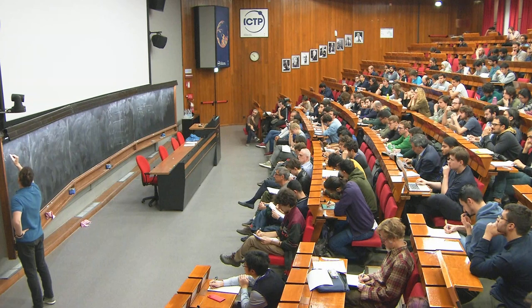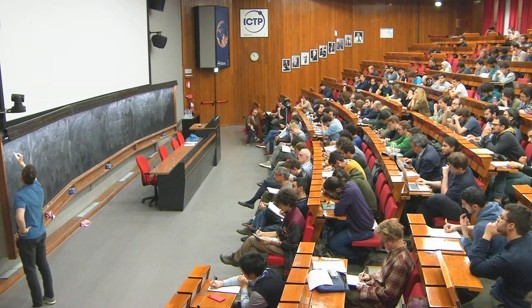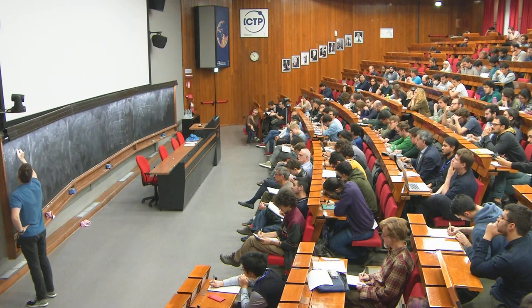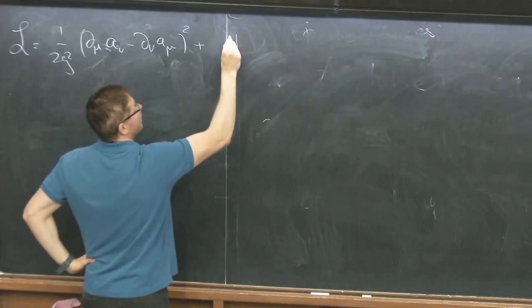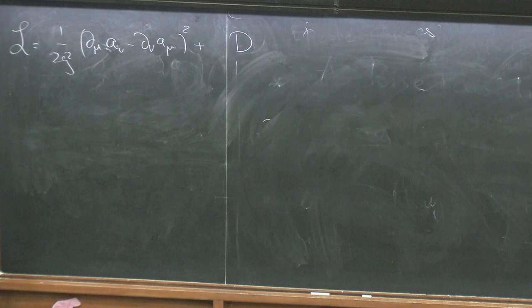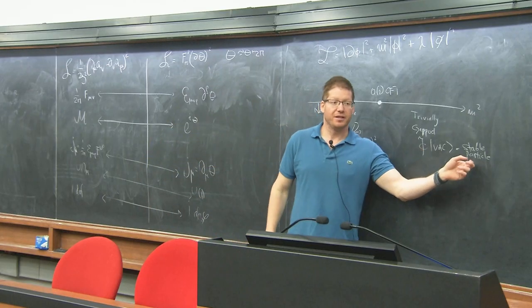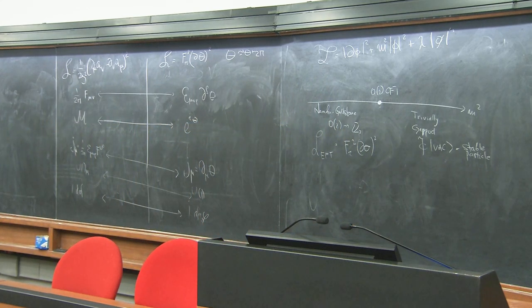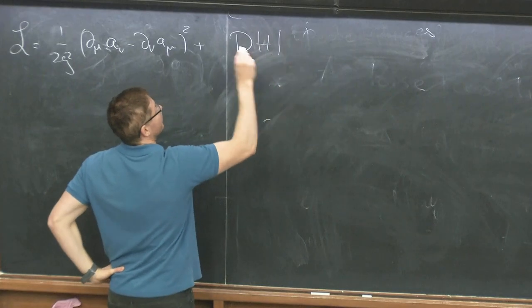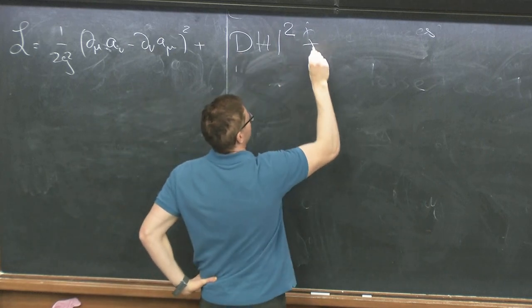So the Lagrangian is going to be 1 over 2 g squared (∂_μ A_ν − ∂_ν A_μ) squared. That's the gauge kinetic term. But now we have a new scalar field. And since I already used the notation phi for the scalar field in the O2 model, and since I used the notation phi hat for the operator that acts on the vacuum and creates stable particles, I guess now I need a new notation for a scalar field. So I wonder what that would be. H? OK. So let's do |DH| squared and some potential for H.